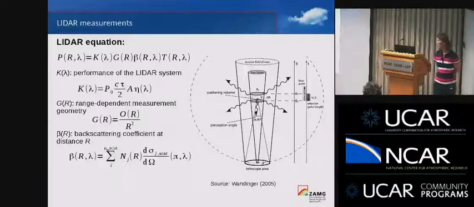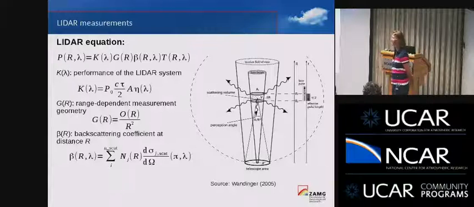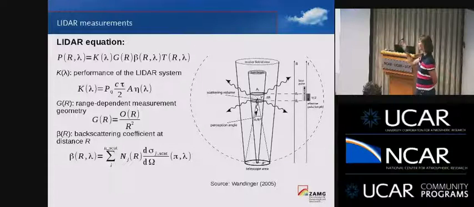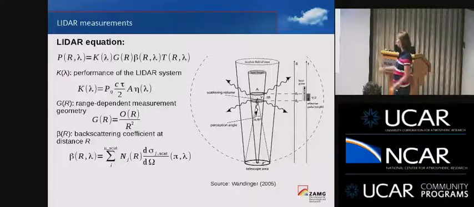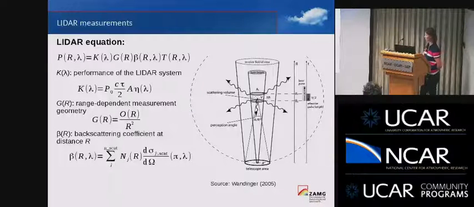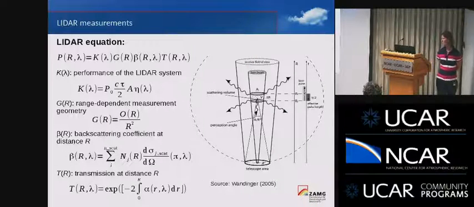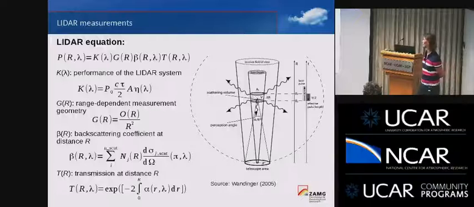Then you have the backscattering coefficient, which depends again on the distance to the scattering cloud and the scattering volume, and it depends on wavelength. It depends on aerosol concentration N. It depends on the cross-section of the scattering and the physical properties of the scattering. And this is something which is important to be modeled correctly. And the last term, the T, which is the transmission at distance T, this is also an important quantity.